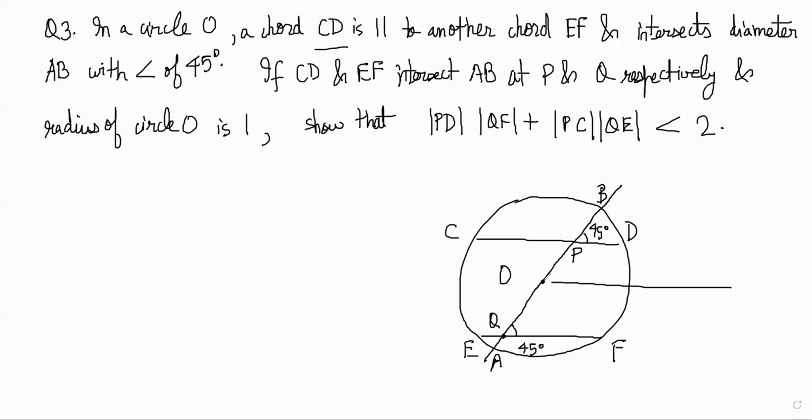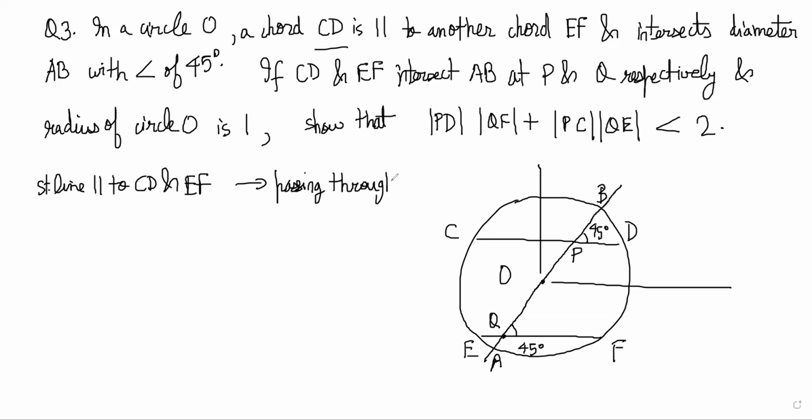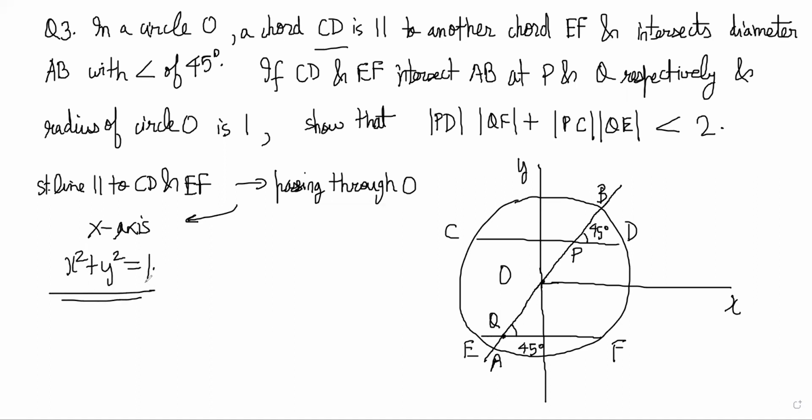It is obvious that we should make a straight line parallel to CD and EF passing through O. That line is our x-axis. So this is my y-axis, which is perpendicular to both CD and EF, and this is my x-axis, right? The origin of our xy plane is at the center of the circle. So the circle equation is simple: x square plus y square equal to 1, right?